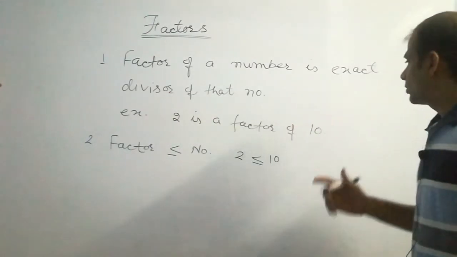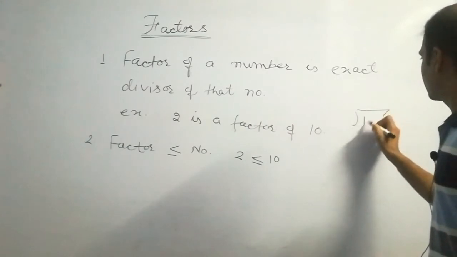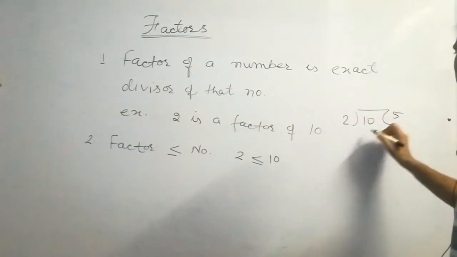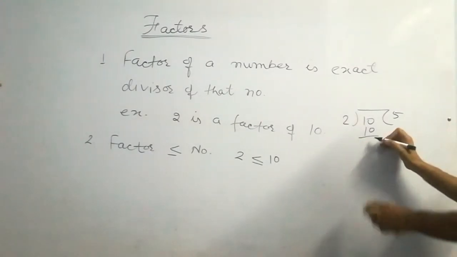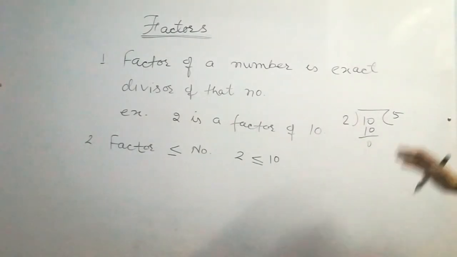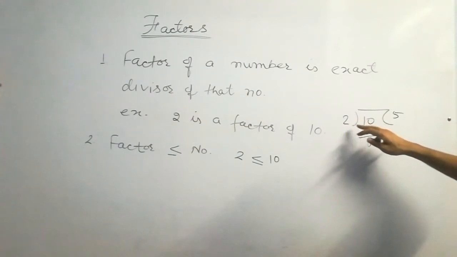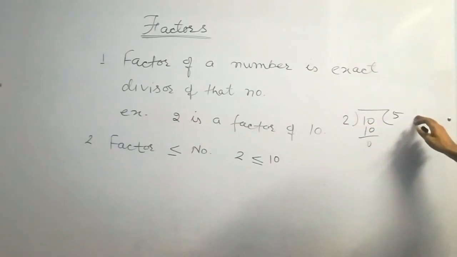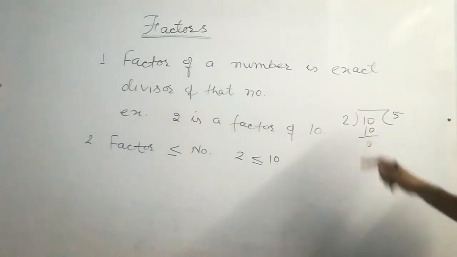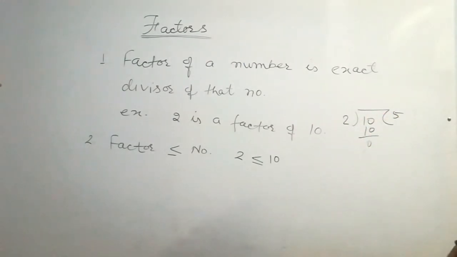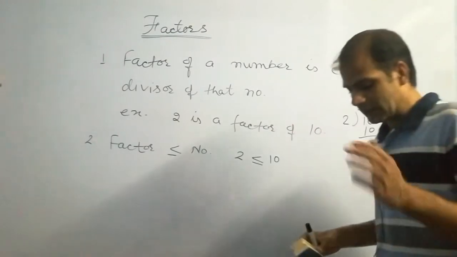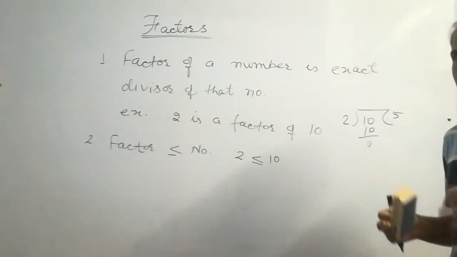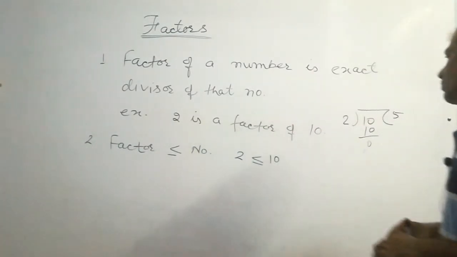You can check it with the help of division. As you can see, 2 fives are 10 and the remainder is 0. So 10 is exactly divisible by 2, 5 times, and the remainder is 0. So 2 is a factor of 10. We can say that if a number is a factor of another number and we perform a division, the remainder will be 0.